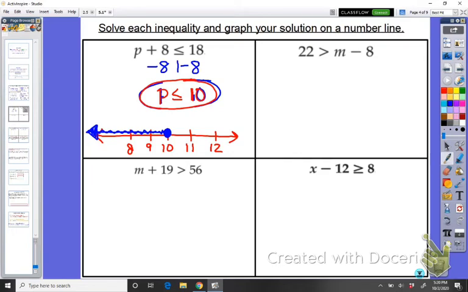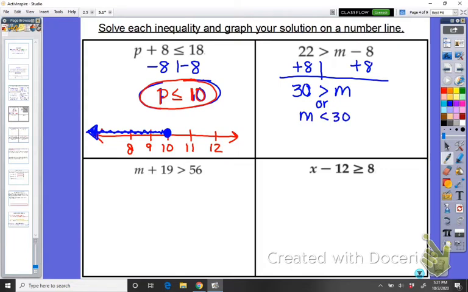All right, let's try a subtraction one. 22 is greater than m minus 8. So instead of subtracting 8 from both sides, we're going to add 8 to the left and the right. You're left with 30 is greater than m. Some students like their variable on the other side, so you can flip this around. So if I read it backwards, m has to be smaller than 30.